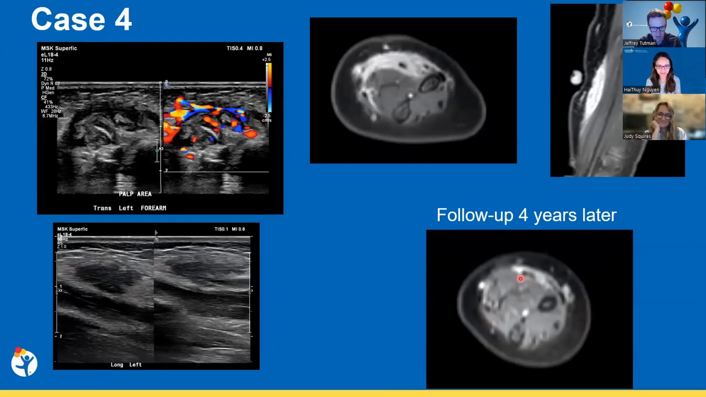This patient also had a good outcome. This was 4 years later. This patient was treated with sirolimus, and you can see there's still some abnormal enhancing tissue there, but most of the lesion is definitely decreased in size from prior. So just a nice example of a KEH.